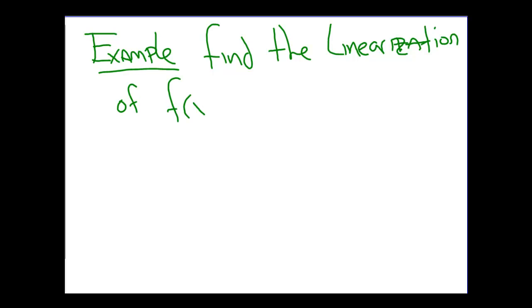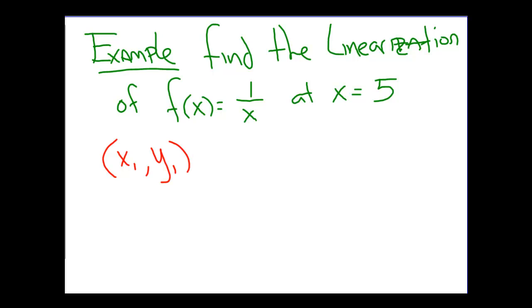of the function f of x is equal to 1 over x at x equals 5. So here we have a curve, right? The function 1 over x is a rational function. We'd like to find out what an approximation for this function would be at x equals 5. So first of all, we want to know what the value of the function is at this point, and we can see that the value here is going to be 1/5. Those are the values of the function here.